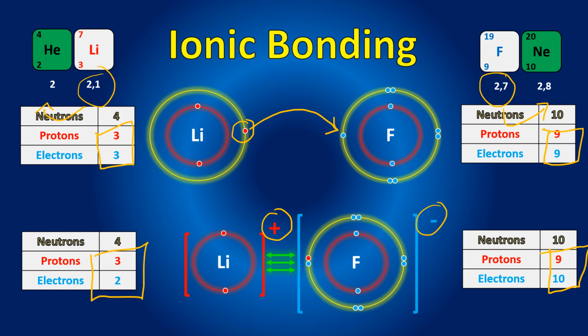So what we have here is a positive and negative species, and what do we know? Positives and negatives attract, opposites attract. So you have then these electrostatic forces of attraction. That is the ionic bond. That is what holds the lithium and the fluoride ions together.